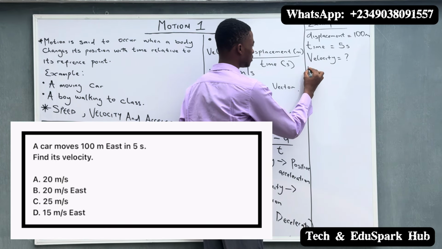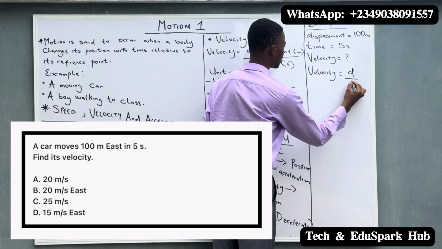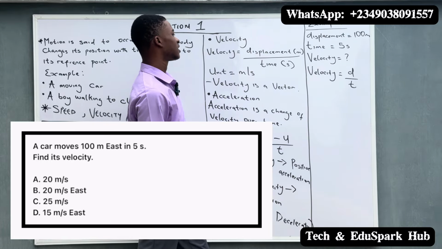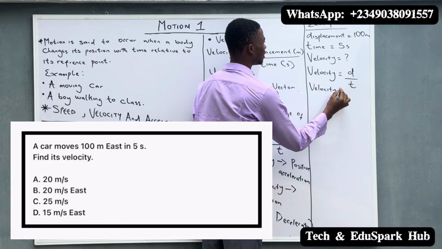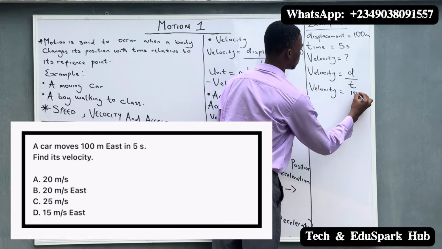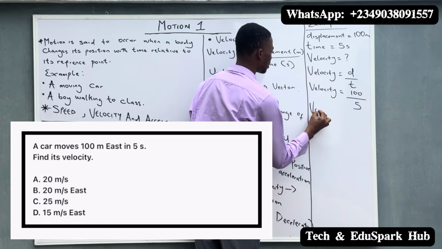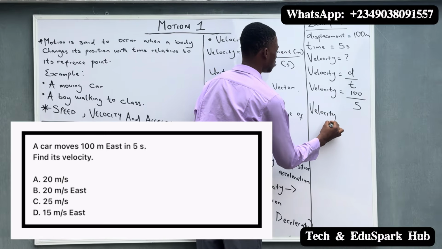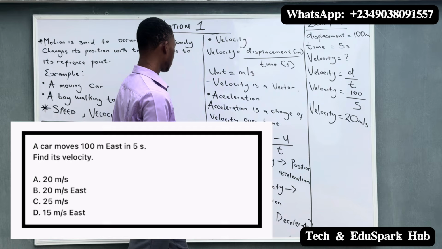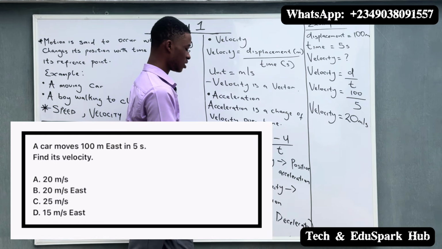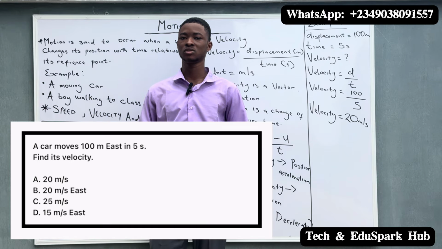So we have our velocity to be given as our displacement over time. What's our displacement? Our displacement is 100 divided by our time. Our time is 5 seconds from the question. So when we press this in our calculator, our velocity will be given as 20 meter per second. So don't forget your SI unit, which is meter per second. So option B is correct to this kind of question. 20 meter per second is correct.